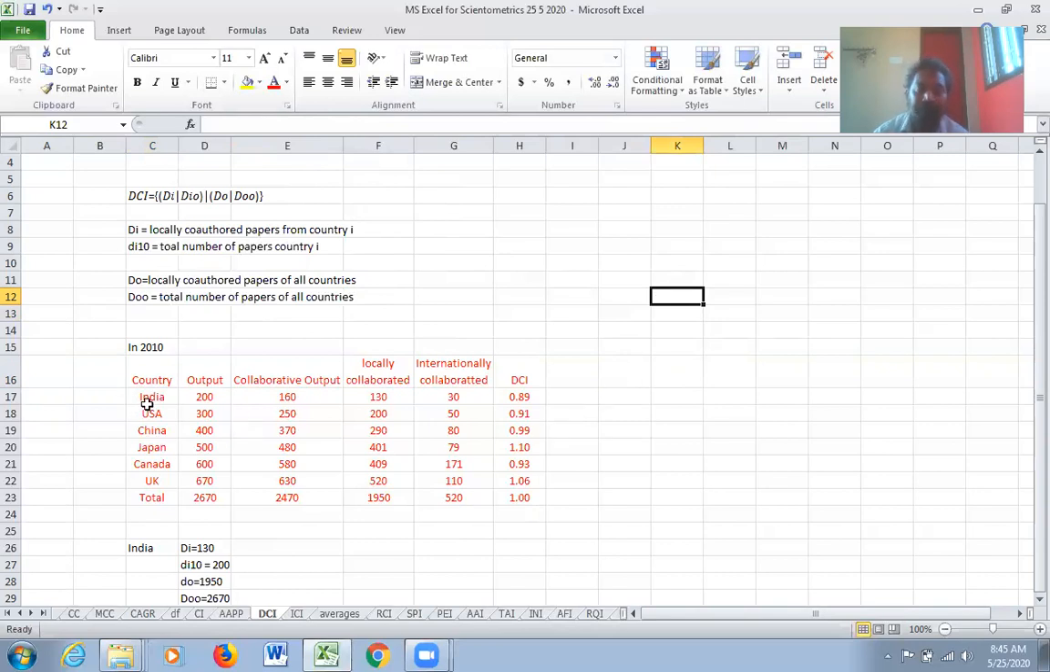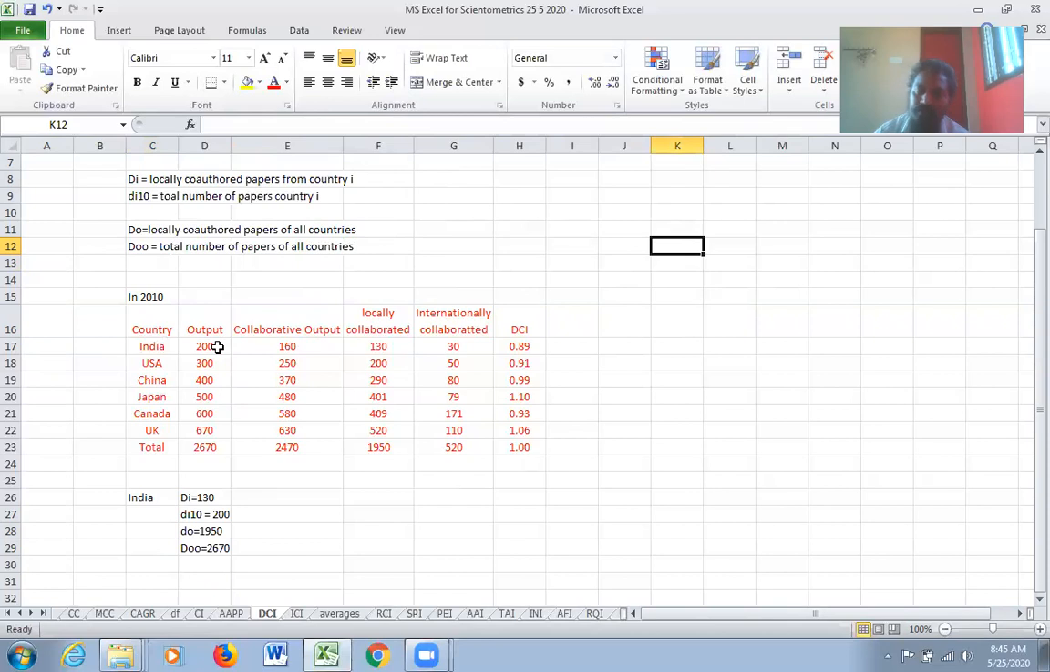For example, in India, total output is 200. Collaborative output is 160. Out of 160, 130 are local collaborations and 30 are international collaborations. So how to calculate domestic collaborative index for a country like India? What is the formula? It says F17, what is F17? Locally collaborated papers of India divided by D17. What is D17? Total output of India, that's 200. You get the answer, divided by 1950. What is 1950?